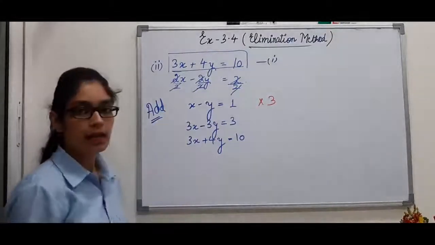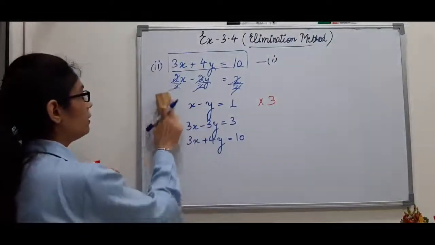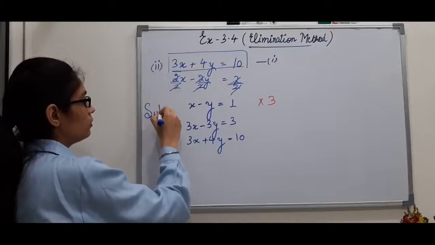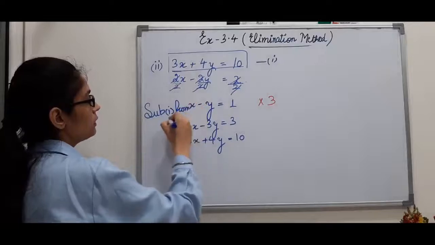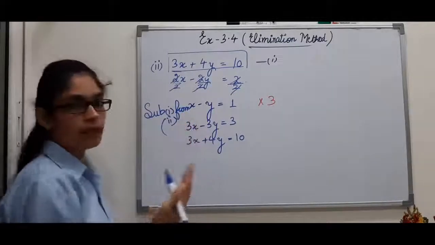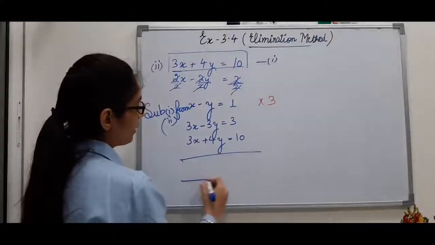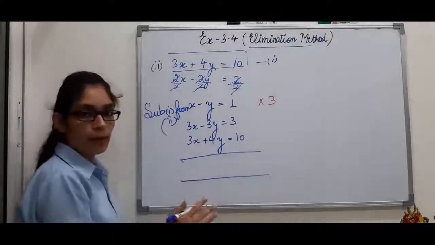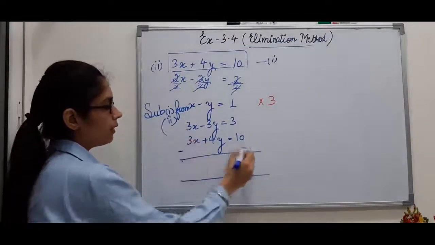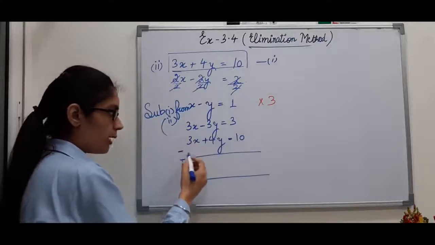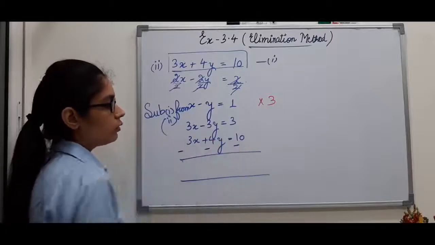When your signs are same, you have to subtract instead of addition. So subtract first from second. You can subtract either first from second or second from first; you will get the same answer. So I am subtracting first from second. While subtracting, always make sure to change the signs of the lower term. This plus 3 will be changed into minus 3. This plus 4 will be changed into minus 4. Plus 10 will be changed into minus 10.